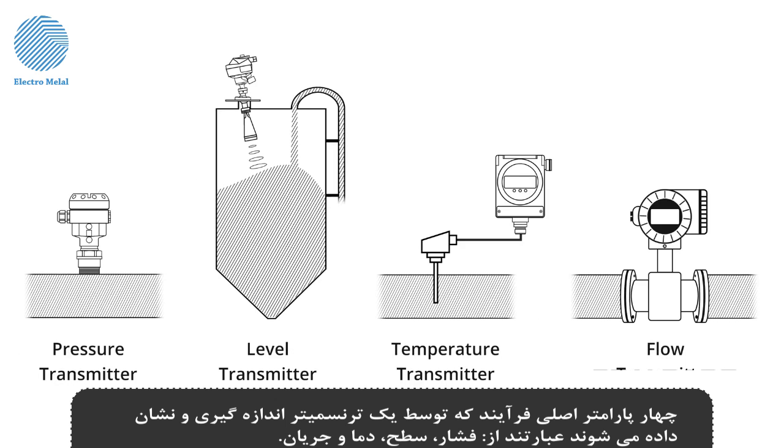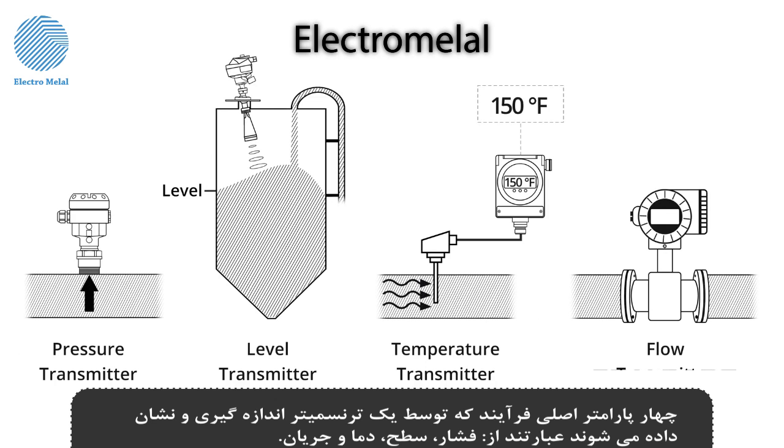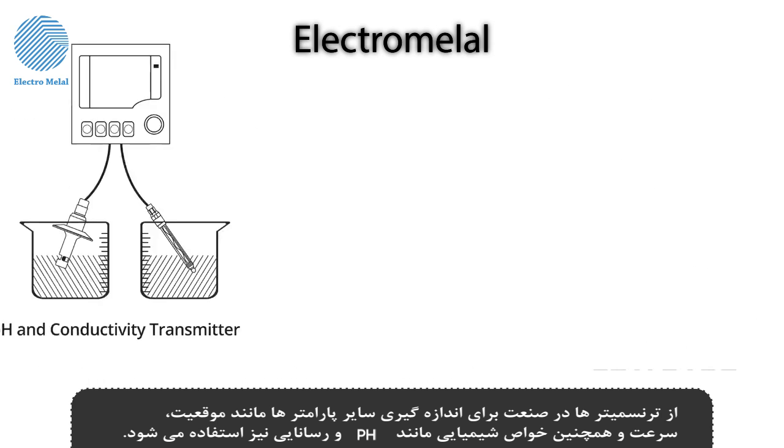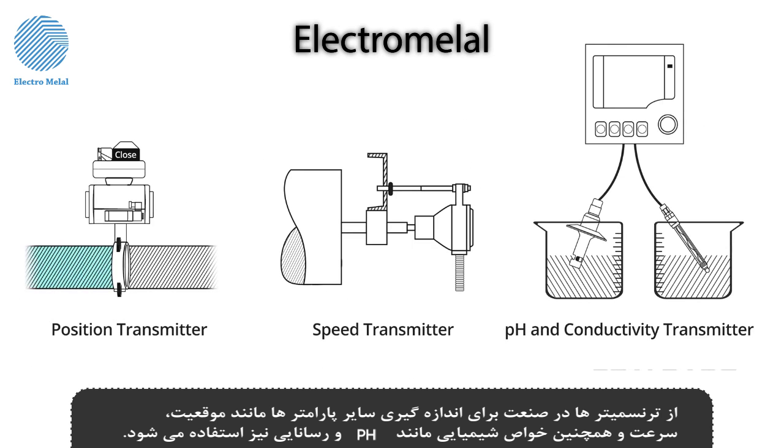The four major process variables measured and represented by a transmitter are pressure, level, temperature, and flow. Transmitters are also used in industry to measure other variables, such as position and speed, and chemical properties, such as pH and conductivity.